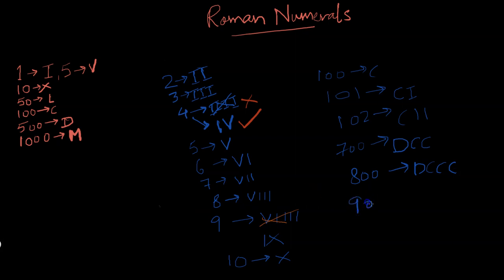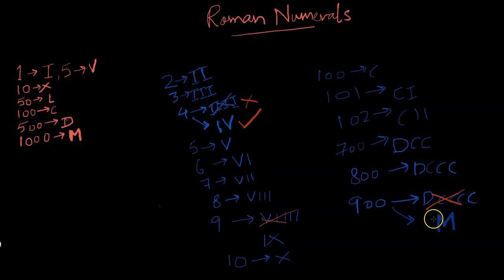What about 900? Will it be D, C, C, C, C? No, it won't. This won't work, right? So what can I do here? As you can see in the previous examples, we cannot have more than 3 identical symbols. So what is a number greater than 900 in this table? I can see 1000. 1000 is what? M. So if you subtract 100 from 1000, what are you going to get? You're going to get 900, right?